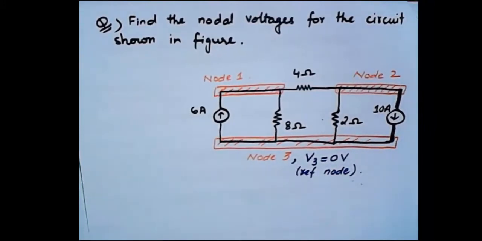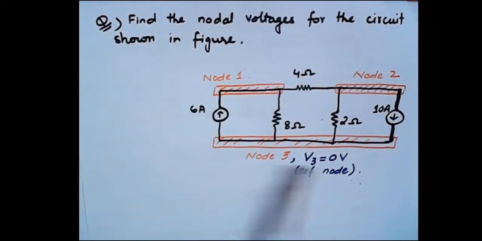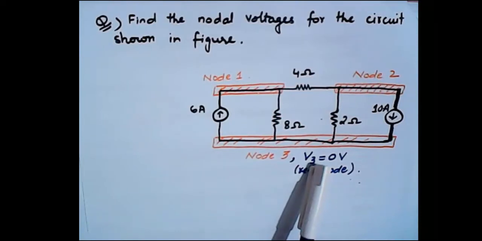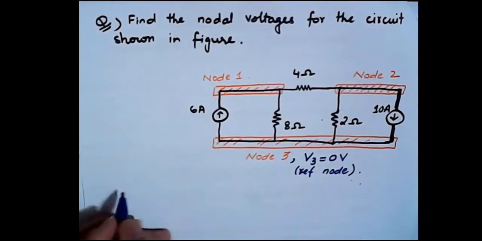So this is step number 2. Now we have identified that there are 3 nodes in the system, 1, 2 and 3, and we have assigned voltage to the reference node. Now we need to apply KCL to each of the non-reference nodes, right? So let's start with node number 1.